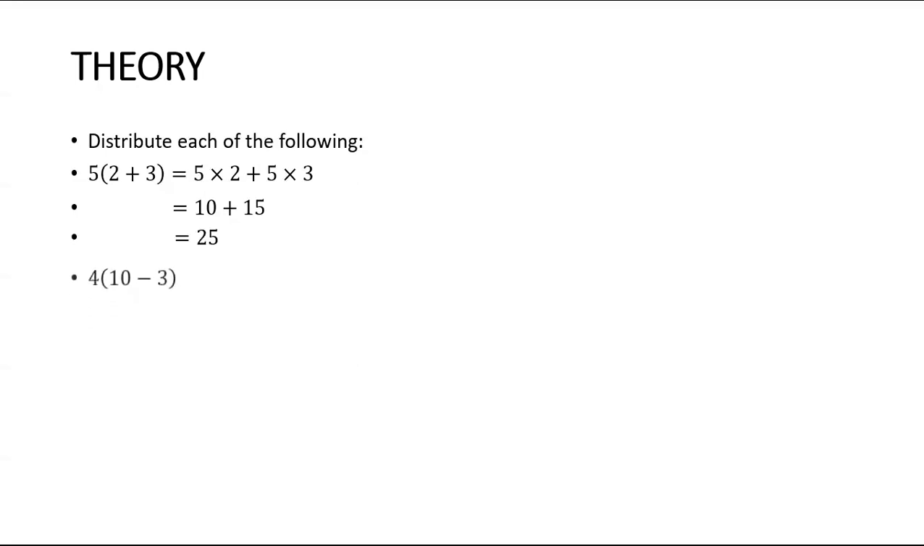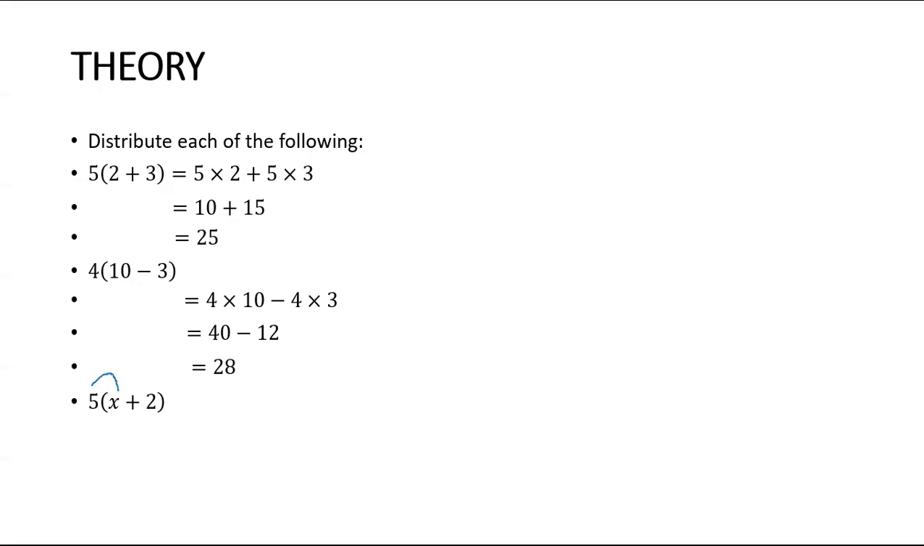What about this one here? 4 times 10 minus 4 times 3. That'll give you 40 minus 12, which will give you 28. What about this one here? It'll be 5 times x, which is 5x, 5 times 2, which is 10. So you'll have 5x plus 10.